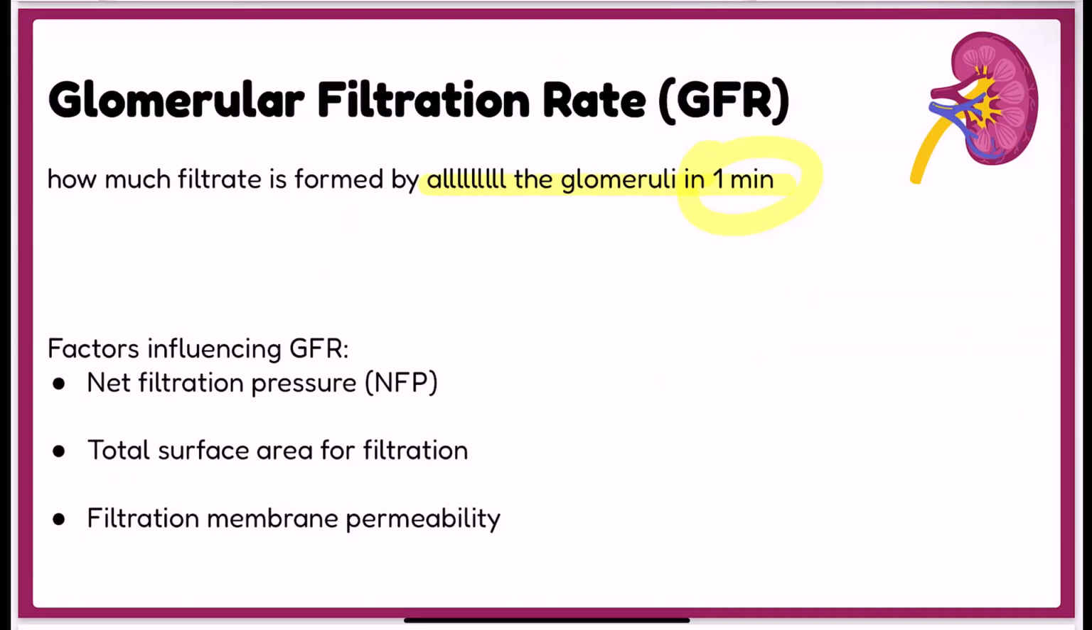There's a few factors that affect GFR, so let's talk about those. One of them is called NFP, net filtration pressure. This is the hydrostatic pressure of the glomerular capillaries. And think of hydrostatic pressure like blood pressure, right? Blood pressure of the glomerulus. And this can be altered by changing how big in diameter the afferent arteriole is, by increasing or decreasing the diameter of the afferent arteriole.